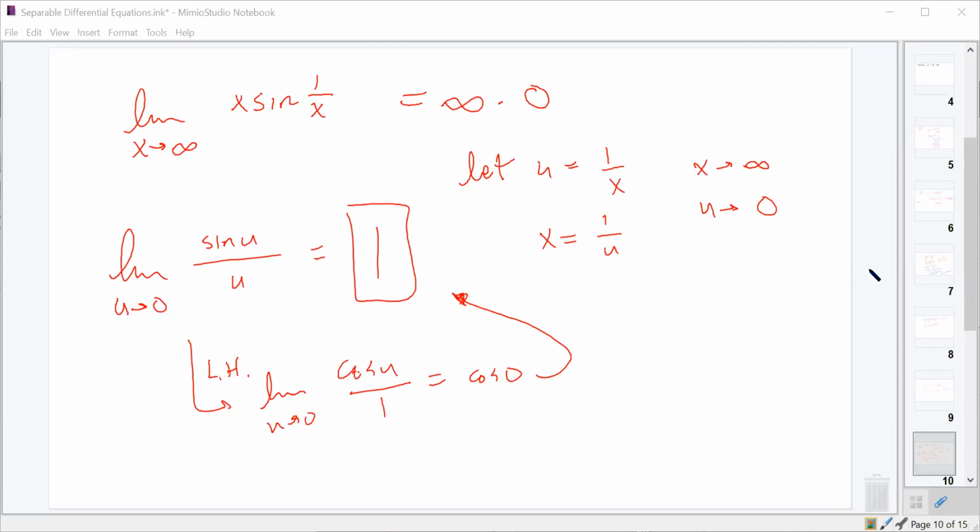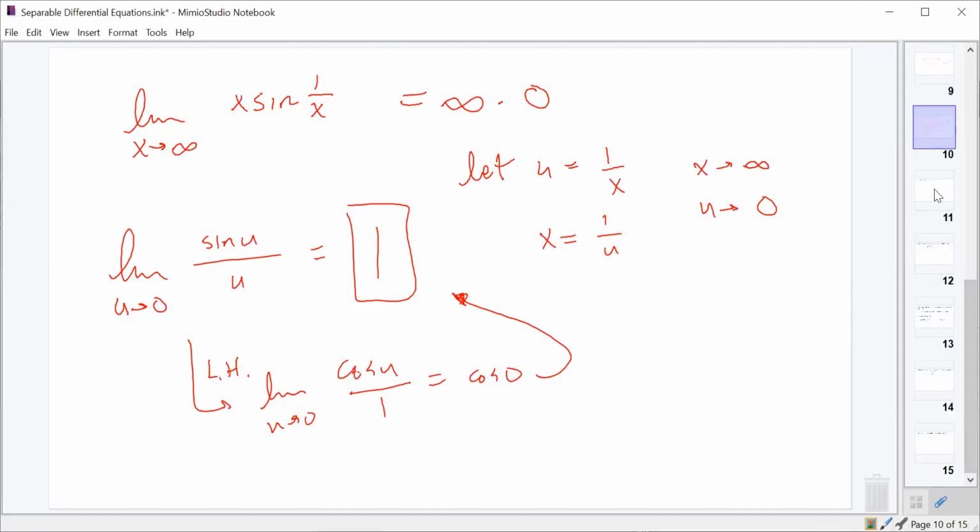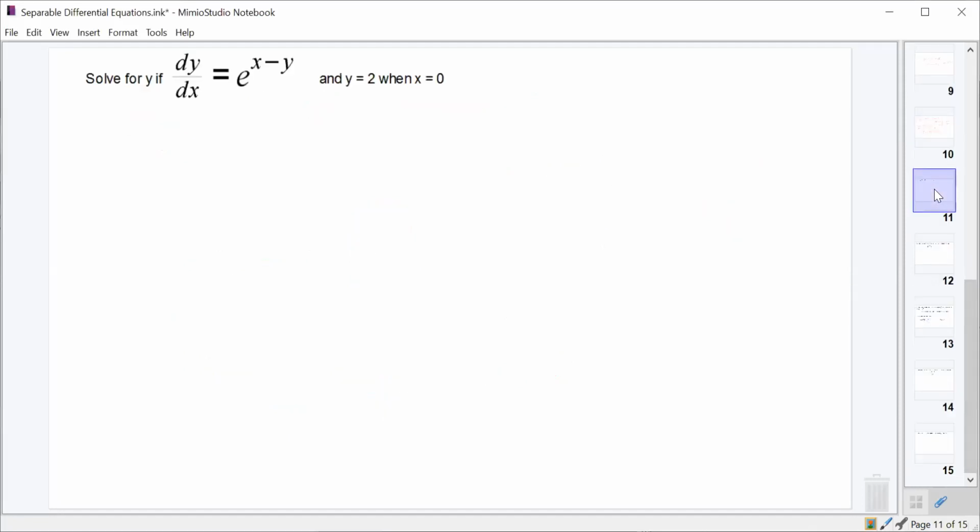So moving forward, we have one more separable differential equation to complete. dy/dx equals e to the x minus y, and we have y equals 2 when x equals 0. So how are we going to separate the variables on this one? Exponent rules. Yeah, we're going to use exponent rules. So we're going to start by rewriting this as dy/dx equals e to the x over e to the y. Everybody good with that?